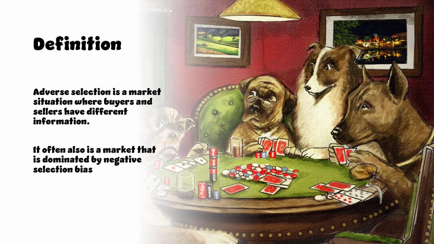And what I mean by negative selection bias is that the worst examples of whatever the good or service provided in the market is will be more common than in the normal distribution. The reason for this is that if nobody can tell the good egg from the bad egg, the market will price everything only slightly above what the bad egg is. And so good eggs, knowing that they're not going to be sold for their fair value, will not enter the market.